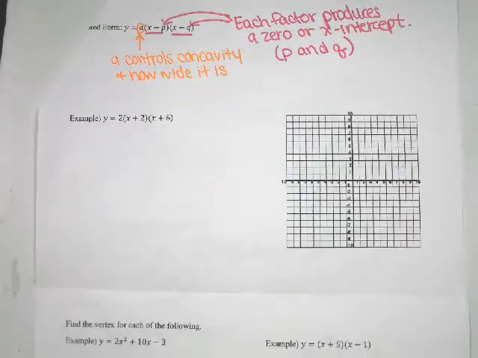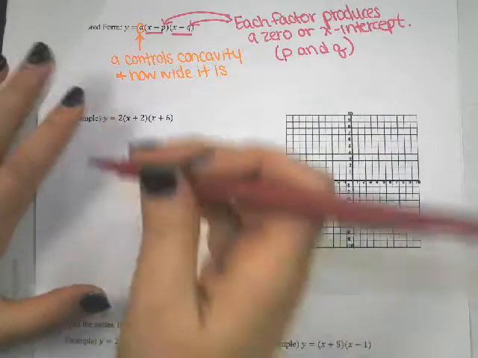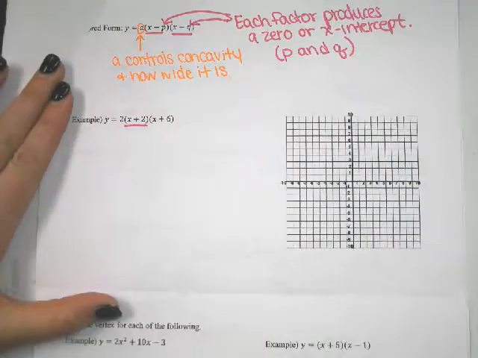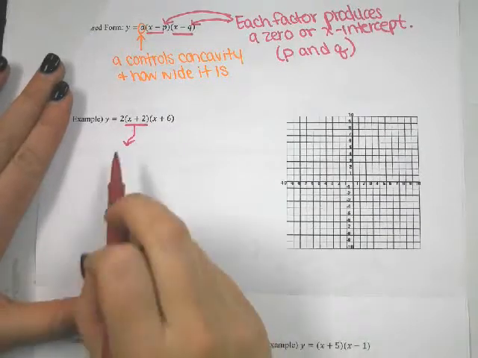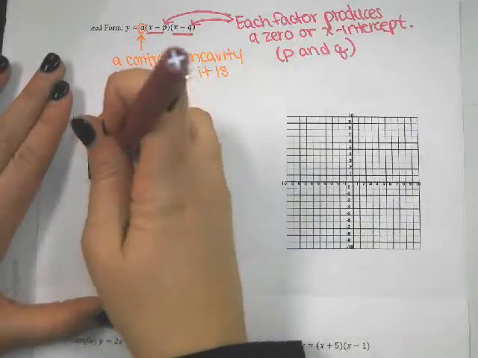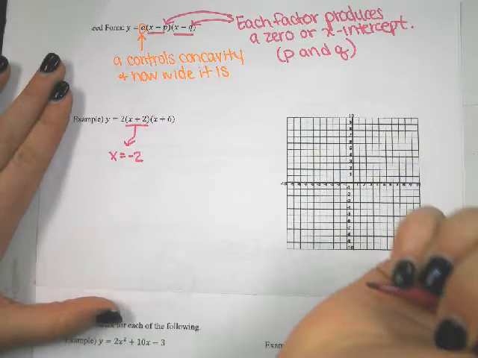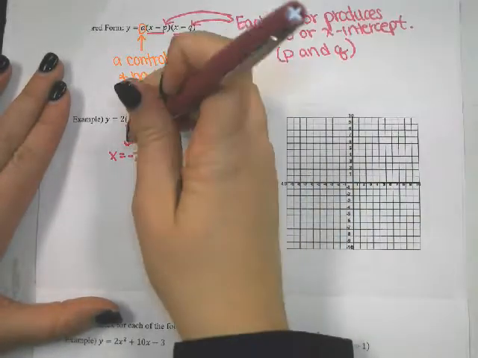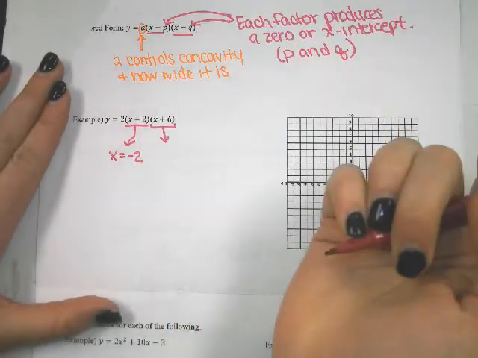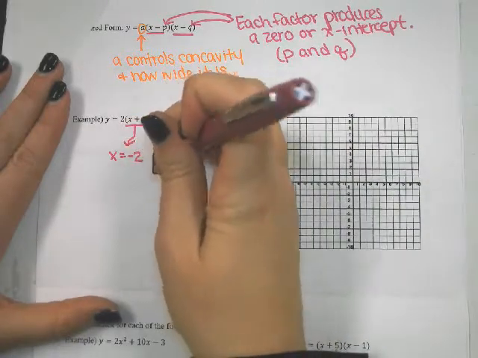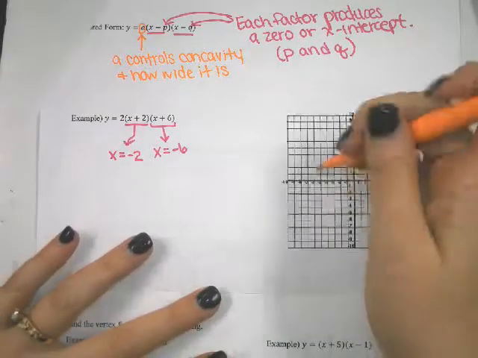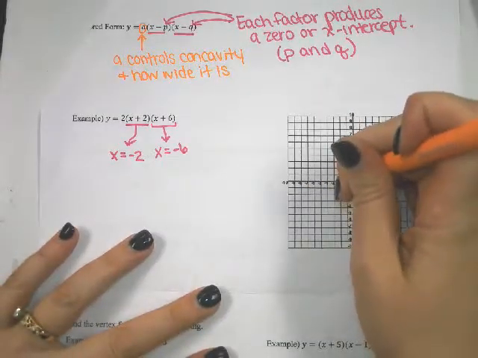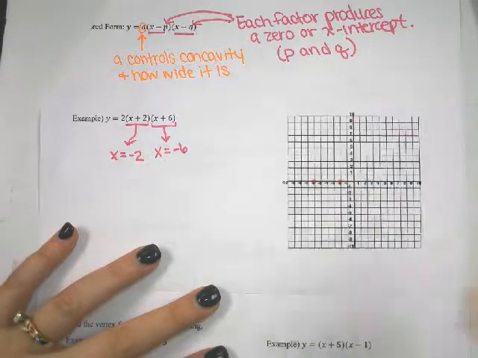So if we look at our next example, I'm going to try to graph some stuff about it without using my calculator as practice. If I look at this factor, the value of x that would make this factor 0 would be x equals -2, because -2 plus 2 is 0. The value of x that would make this factor 0 is x equals -6. This tells me that my graph will cross the x-axis at -2 and at -6.